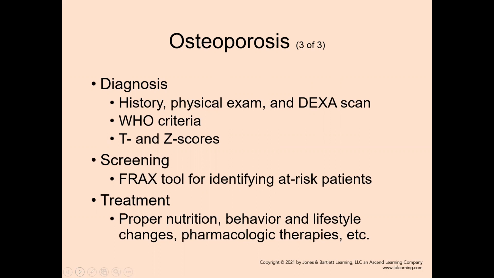There is a screening tool for at-risk patients, and that's usually built into your EMR when you are in primary care. Treatment includes proper nutrition, behavior and lifestyle changes, pharmacological therapies such as the bisphosphonates. You may also recommend supplementation with calcium and vitamin D.